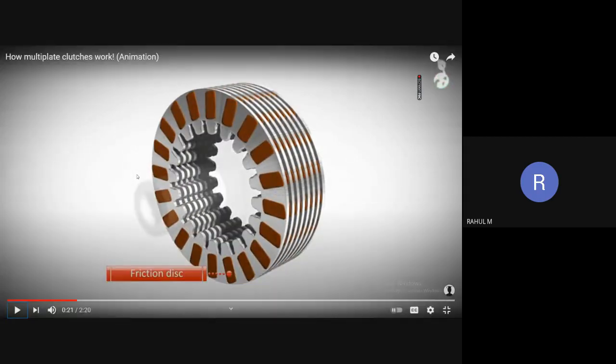Now, unlike the single plate clutch, for a multi-plate clutch we will have a number of plates, as you can see from here. These are called the driving plates. The main difference is that instead of a single plate, you will have a series of plates with friction surfaces, as you can see in the figure.